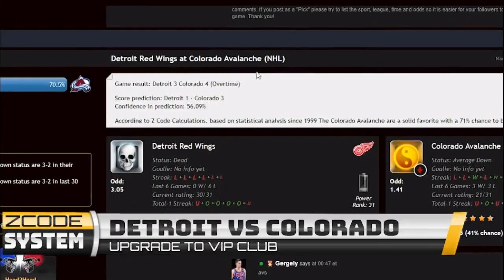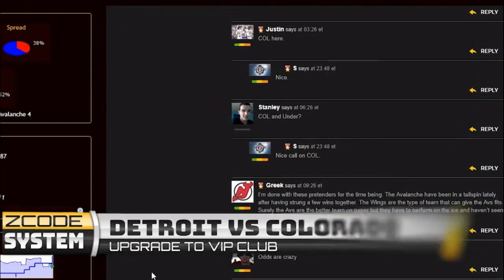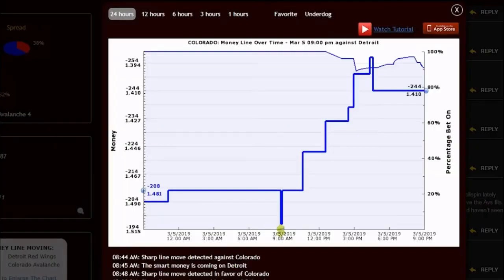Okay, let's go to our next game, which is the Detroit Red Wings taking on the Colorado Avalanche. And so let's check on the reversals. And here we can see a very clean picture in support of Colorado. So this is what I'm looking for if I want to bet on the favorite. The line goes very clean from the starting point here to the end point here.